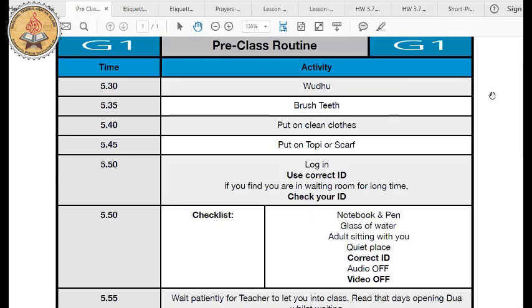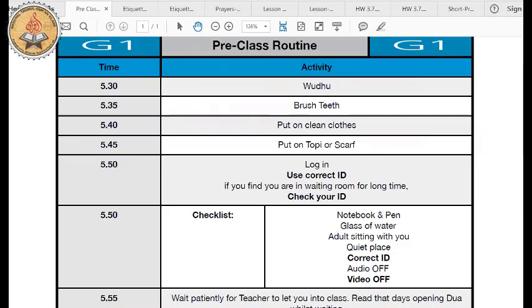So far, you are nearly going to the end of the course. What you must know before the class, the pre-class routine, is: do your wuzu, brush your teeth, put on clean clothes, and cover your head with a topi or scarf. Log in, use your correct ID, check your ID during the class as well, and don't rename when you enter the class.